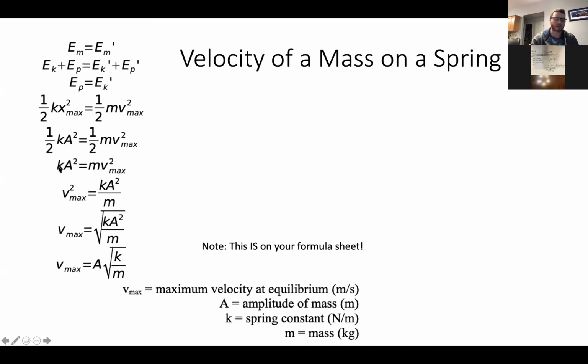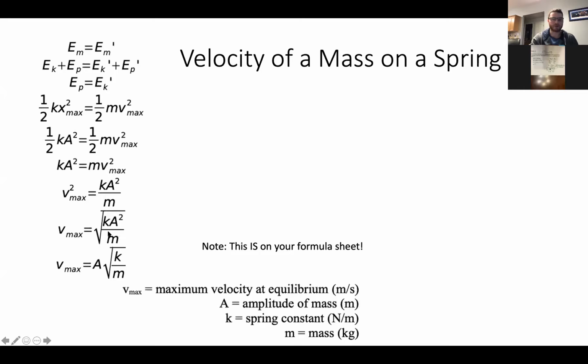So remember, k is the spring constant, a is the amplitude, m is the mass, and v is the velocity. So if we isolate for velocity, we'll divide by m on both sides. We'll be left with v squared max is equal to spring constant times the amplitude squared divided by m. If we take the square root of both sides, we will get rid of the squared here, and we will be left with v max is equal to the square root of ka squared divided by m.